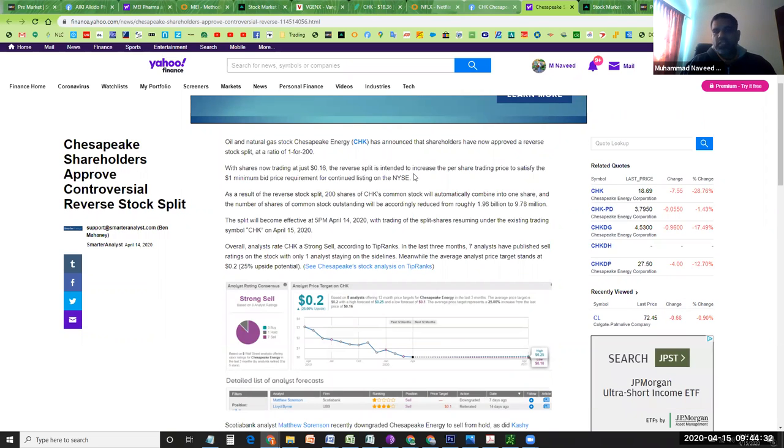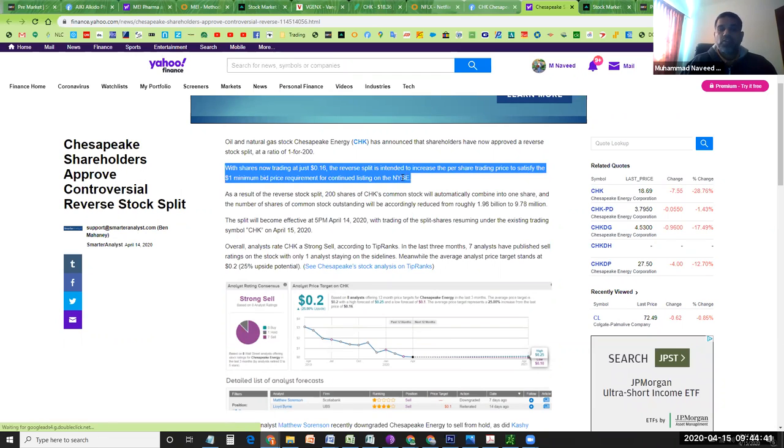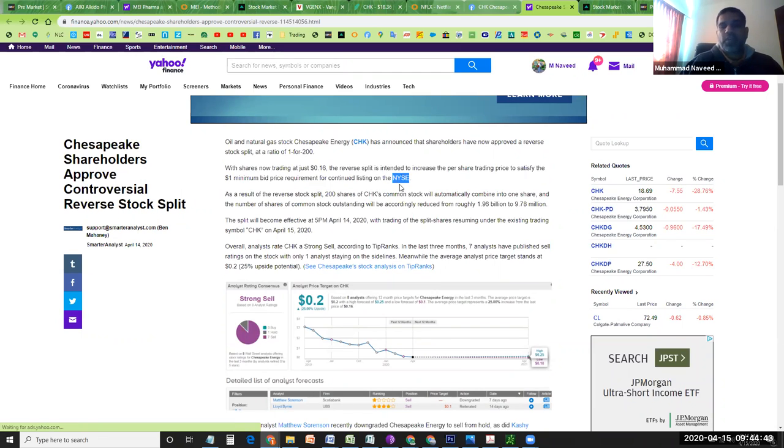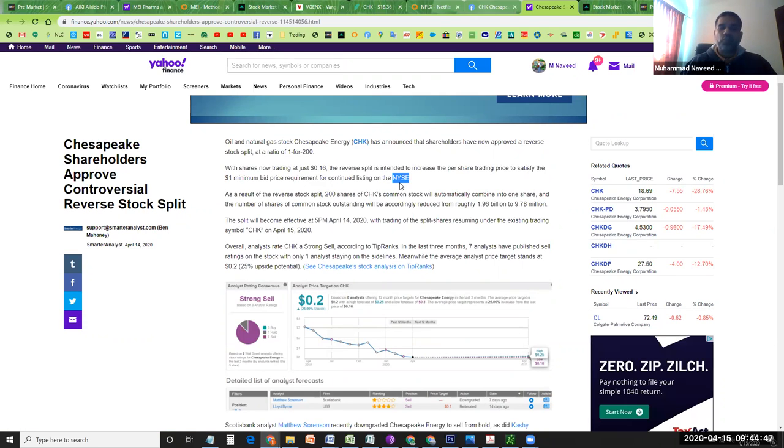The reverse split is intended to increase the per share trading price to satisfy the $1 minimum bid price required by the New York Stock Exchange. So if you become a penny stock and you remain a penny stock for too long, the New York Stock Exchange may boot you from their listing. So you may not be able to trade anymore. So that is one of the reasons that they had to do it.